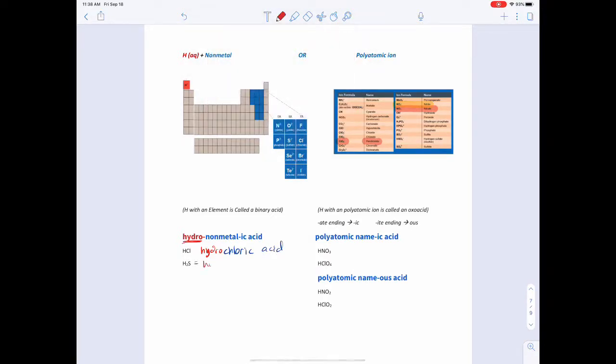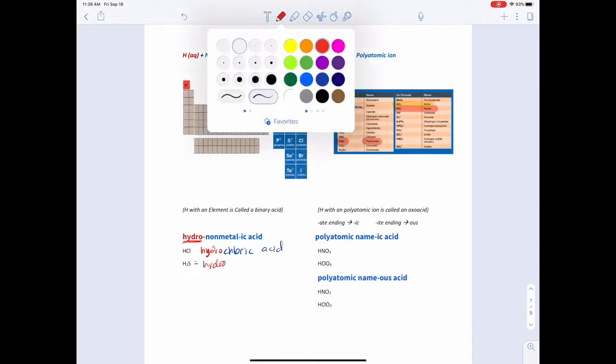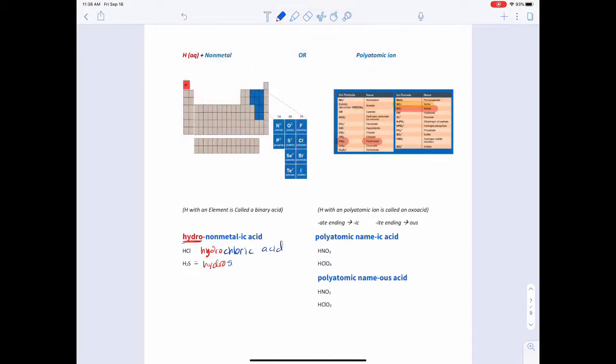Let's do the next example. Hydro sulfuric. Sometimes it feels like it should be shortened and sometimes not. You get used to which ones are which. So hydrosulfuric acid and hydrochloric acid.